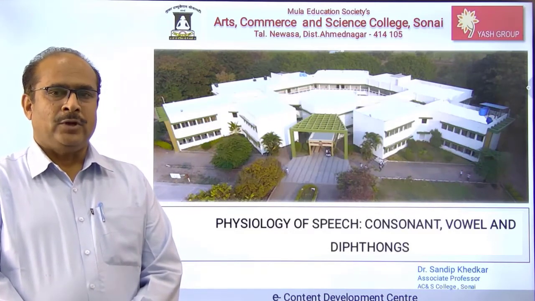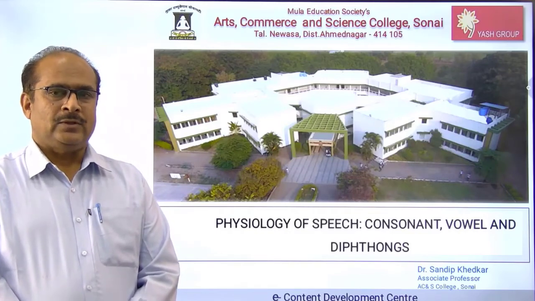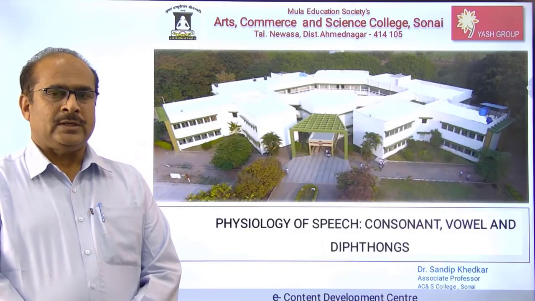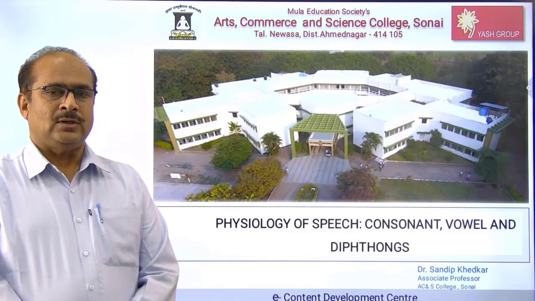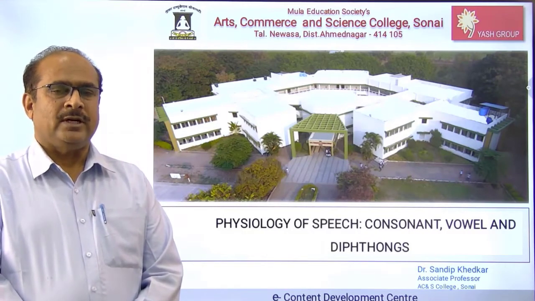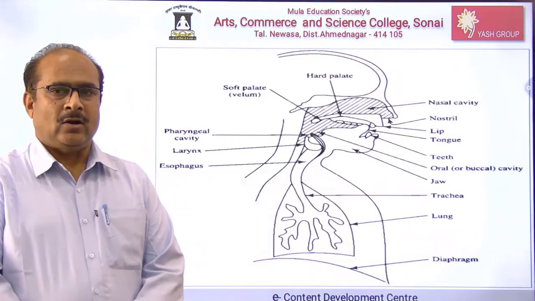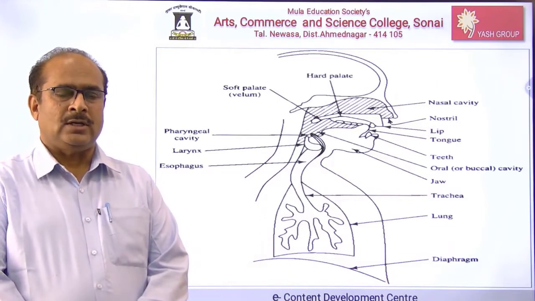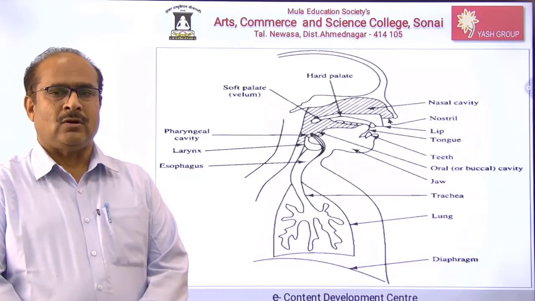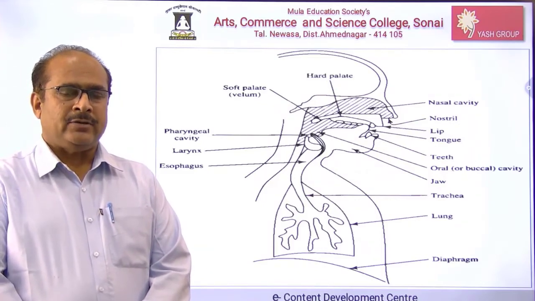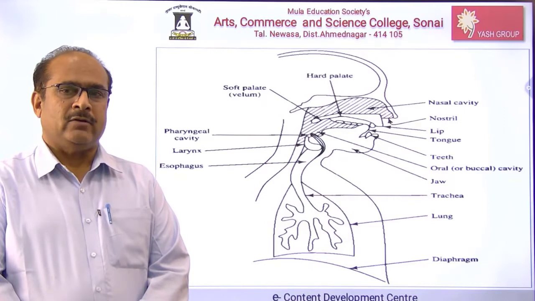Today, I am going to talk on physiology of speech, also known as organs of speech, and also we shall discuss the production of vowel sounds, the production of consonant sounds, and production of diphthong sounds. As you can see, these are the organs of speech, different organs that help in the production of English sounds. There are some active articulators and there are some passive articulators.